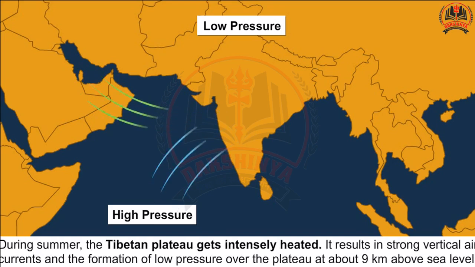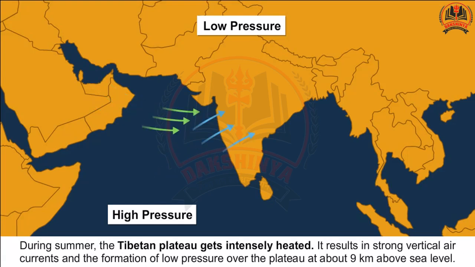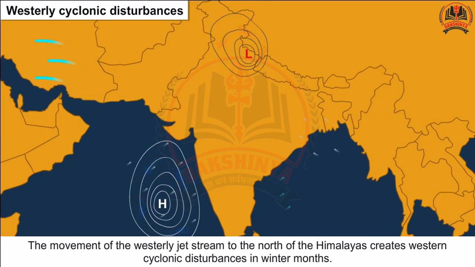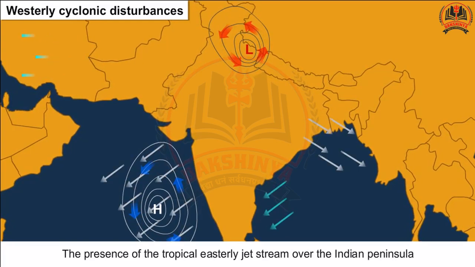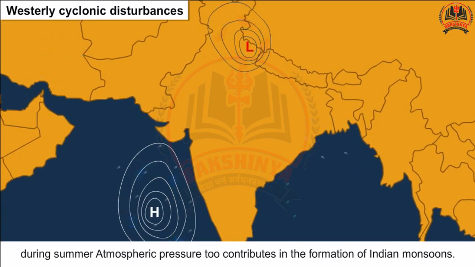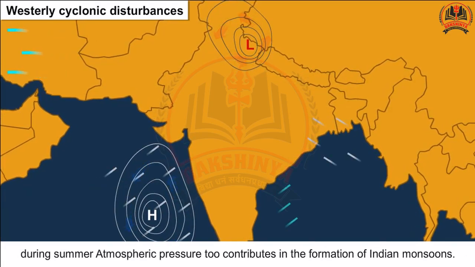4. During summer, the Tibetan Plateau gets intensely heated. It results in strong vertical air currents and the formation of low pressure over the plateau at about 9 kilometers above sea level. The movement of the westerly jet stream to the north of the Himalayas creates western cyclonic disturbances in winter months. The presence of the tropical easterly jet stream over the Indian peninsula during summer, and atmospheric pressure too, contribute to the formation of Indian monsoons.